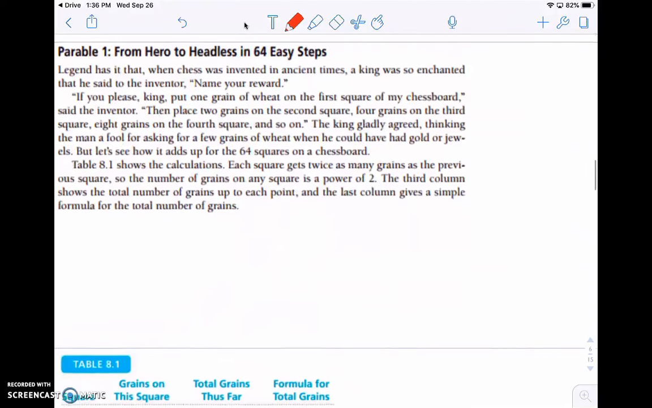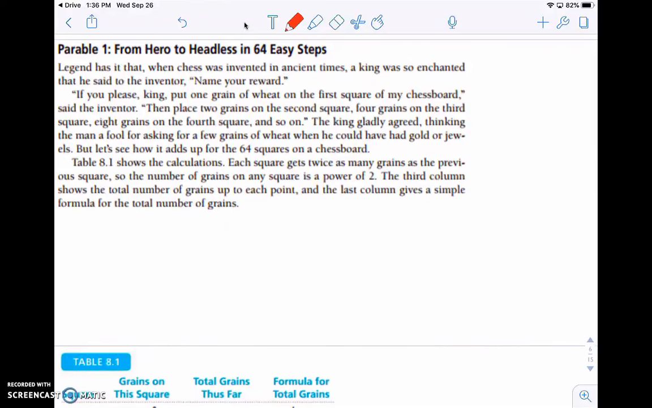Okay, now we're going to look at an idea the book introduces and builds off of. This first one is Parable 1, From Hero to Headless in 64 Easy Steps, is what it's called. It's kind of an interesting thing to think about here. Legend has it that when chess was invented in ancient times, the king was so enchanted that he said to the inventor, "Name your reward."